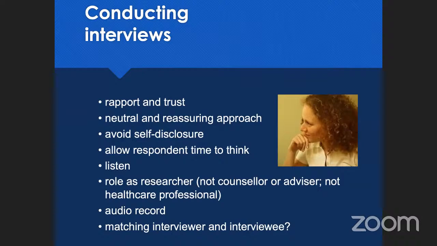So, when conducting an interview, this will help in having rapport and trust with the participant. We also must be natural and reassuring in using the approaches, and we should avoid any self disclosure, and we should allow the representative time to think about their answer, but also listen carefully to them, with a role as a researcher, not as a counselor or an advisor or even a healthcare professional. This should be audio recorded, with matching of the interviewers and the interviewees, depending, of course, on the type of the study.